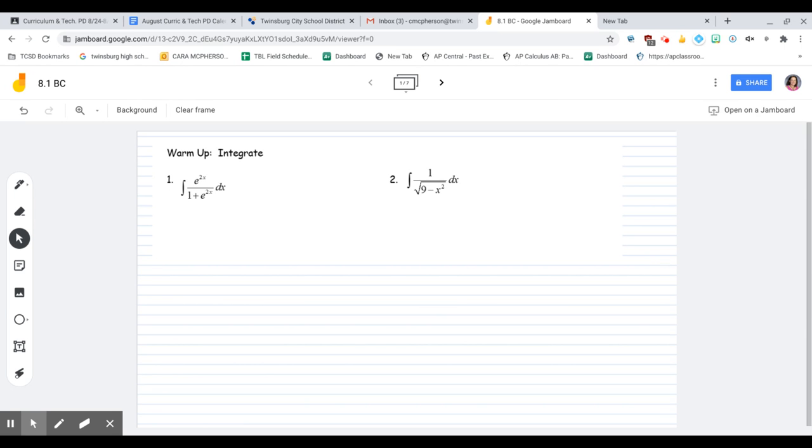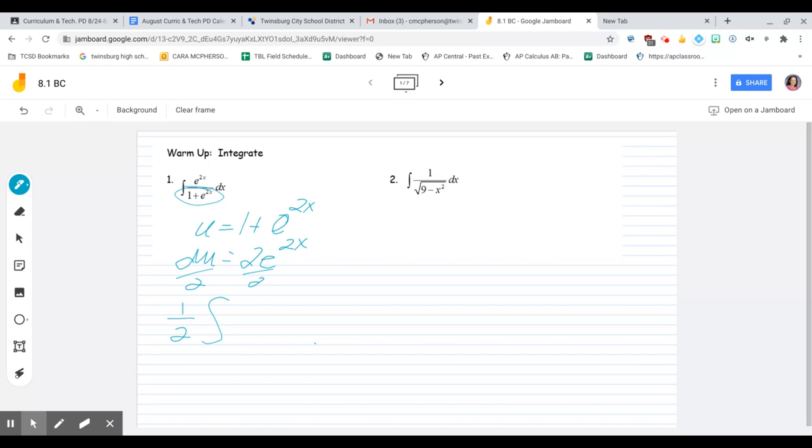So for this first one, your u is going to be the whole denominator, e to the 2x. And then your derivative of e to the 2x is 2e to the 2x, which you have the e to the 2x, you don't have the 2, so you're going to have to multiply both sides by a half or divide by 2. So we have a 1/2 adjustment.